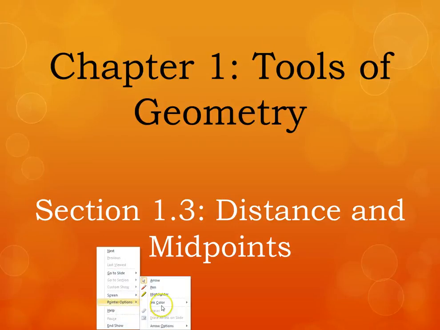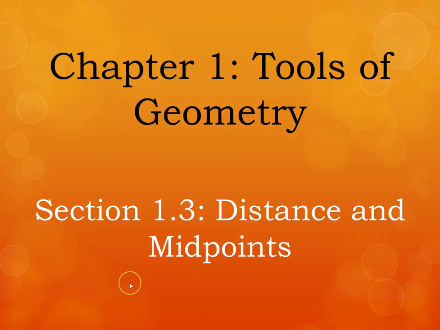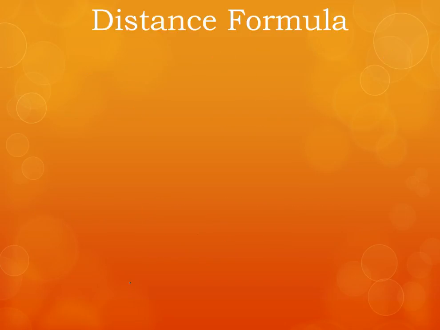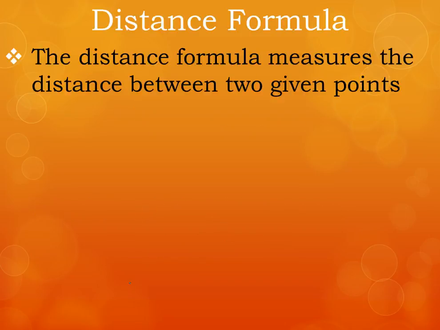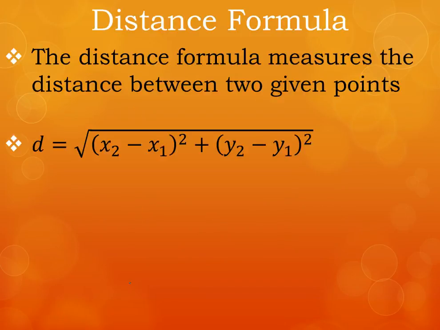Alright, so today we're going to talk about how to find the distance between 2 points and then the midpoints between 2 points. So your distance formula measures the distance between two given points. It's by this formula. D is equal to the square root of x2 minus x1 squared plus y2 minus y1 squared. So we're going to subtract our two x coordinates, square that result, subtract our two y coordinates, square that result, add it together, and then take our square root.